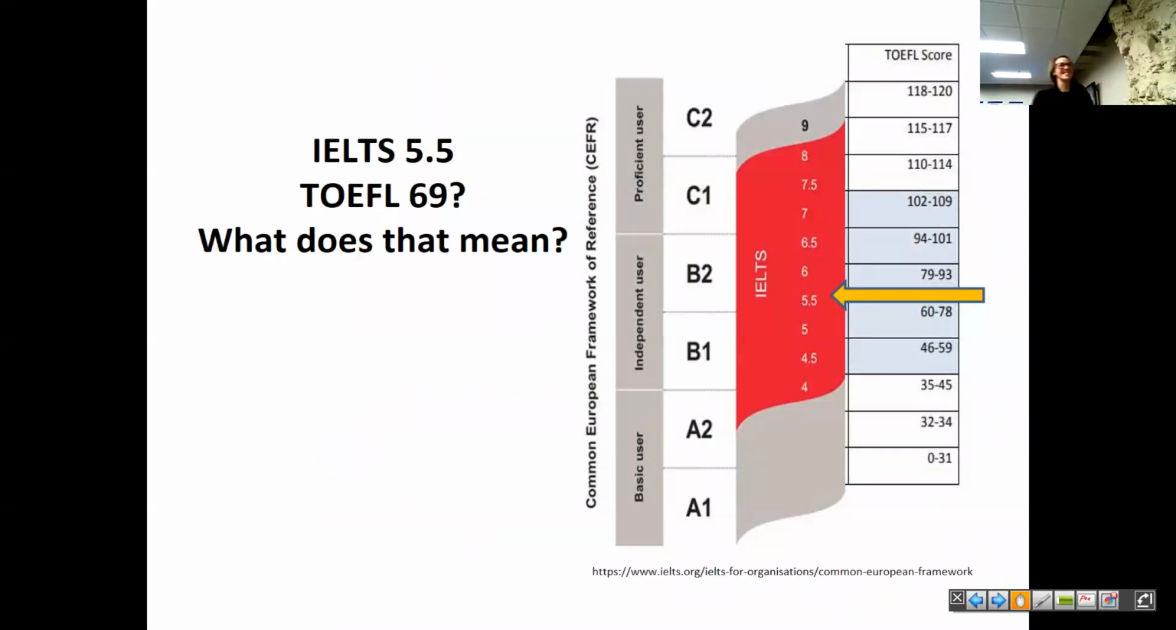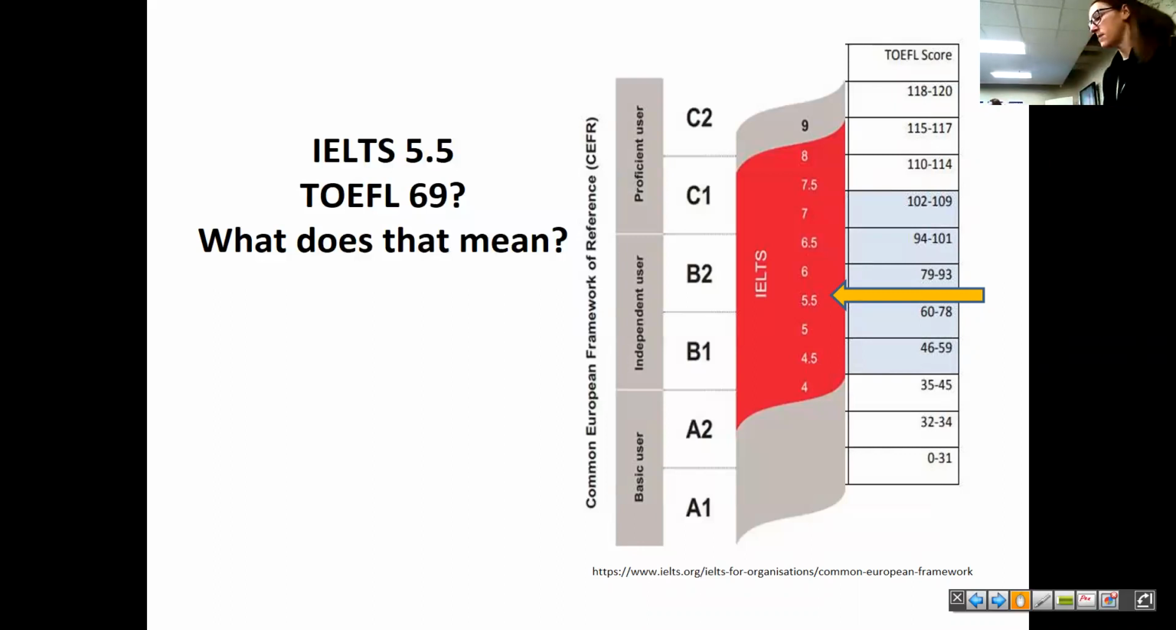Thanks, Amy. So what we're really focusing on today is what these scores mean. We know, Amy and I have been in the profession for a long time, we can feel in our bones what those scores mean. So we want to give you a better idea of what those mean, and then maybe look at how that impacts you as a teacher. How does that impact the type of assignments you give, what you expect?